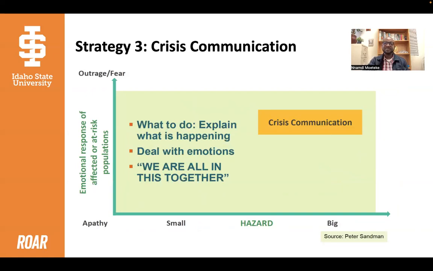The third strategy is that of crisis communication. And this we need in a situation where there is indeed a huge threat and it is matched by high levels of outrage and fear in terms of perception of the population. That will entail explaining what is happening and doing what we can to contain the emotions of the people and get them to have a sense of belonging and a sense of protection and a sense of being together, and an idea that health authorities are doing their best to get things under control.